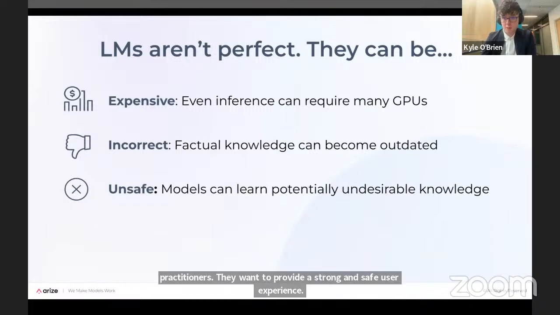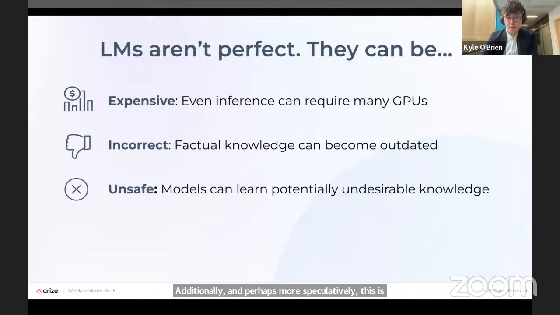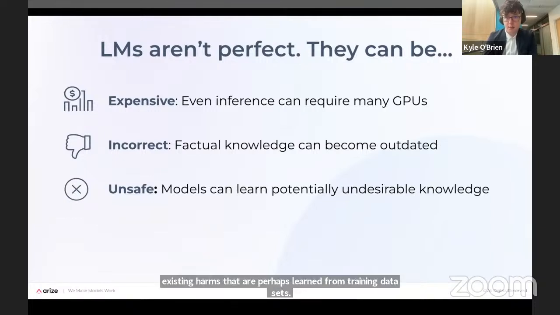Additionally, and perhaps more speculatively, this is getting increasing interest in research lately, is models perhaps can be unsafe. And this can take many forms, both in terms of more well understood harms, more related to, say, responsible AI, such as bias, kind of propagating existing harms that are perhaps learned from training data sets and can lead to, again, subpar and unsafe user experiences.